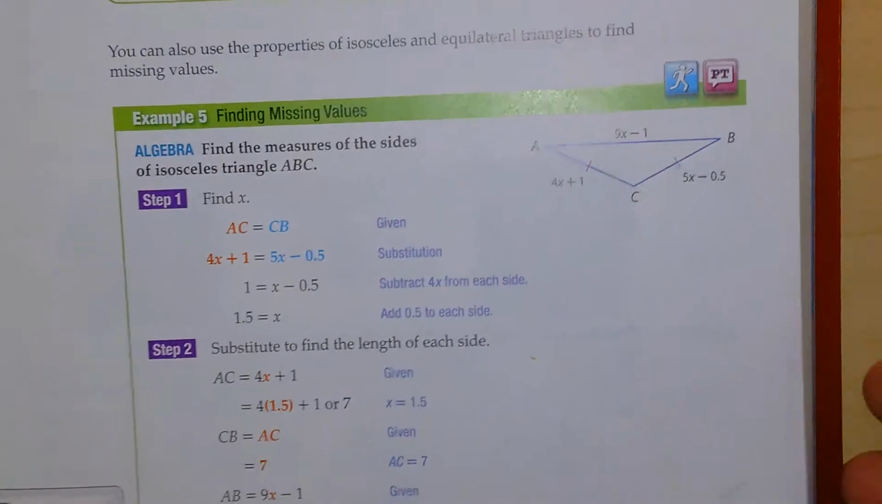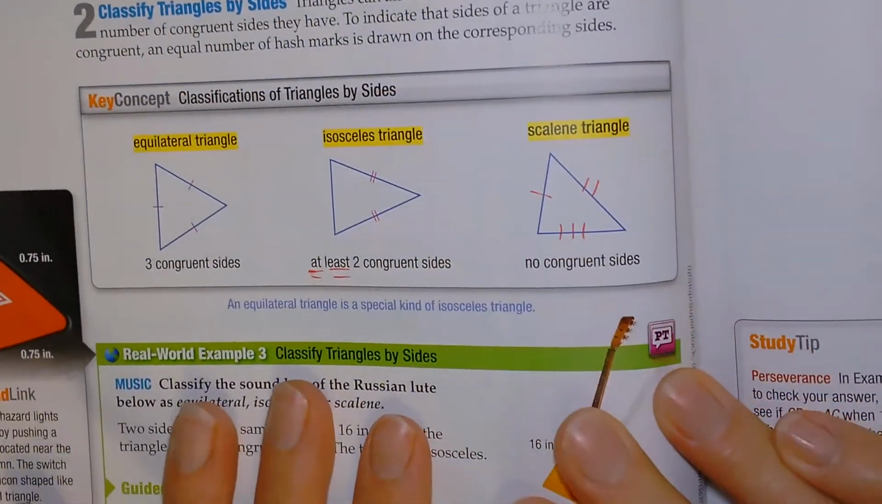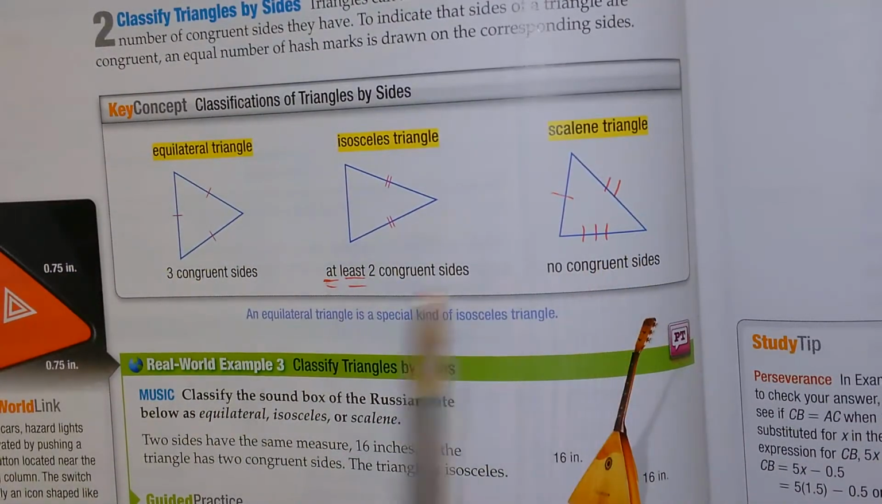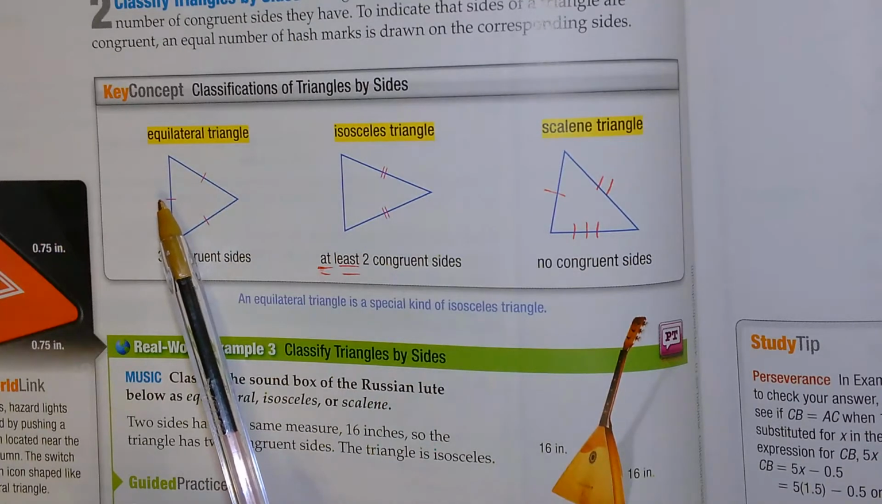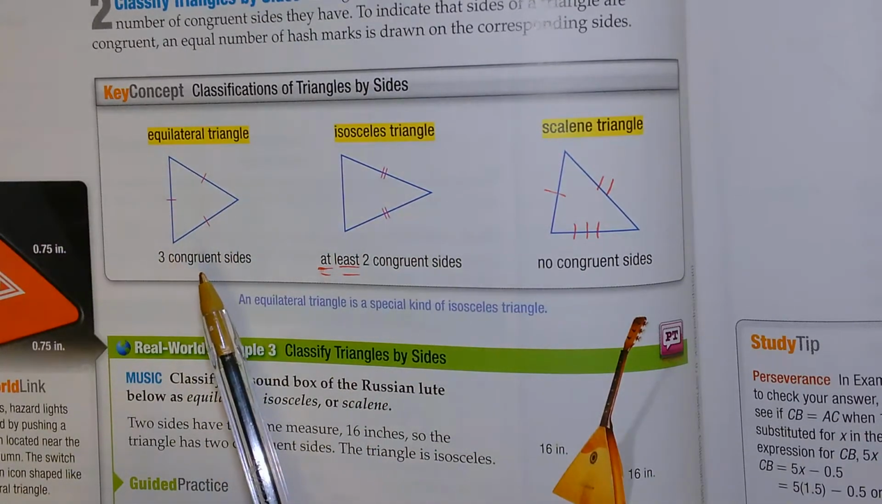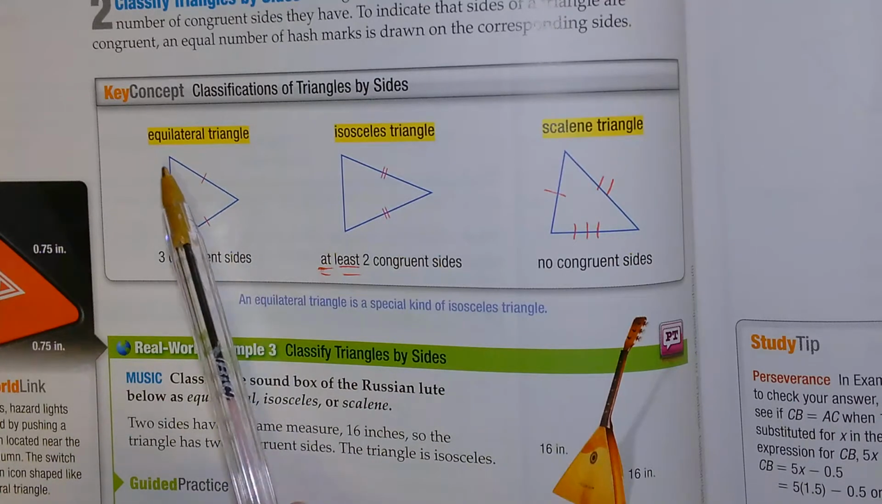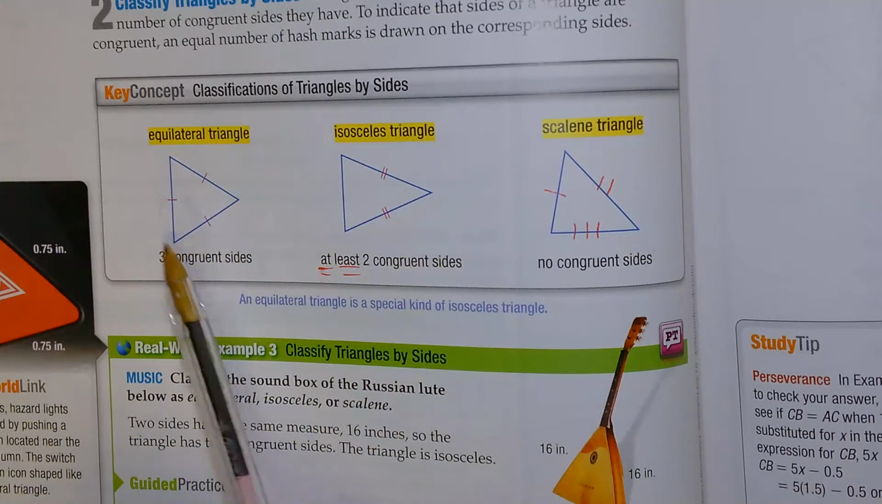Okay, the other way that you can classify triangles is by sides. This is on the next page, page 238. There are only three names for sides. So an equilateral triangle has three congruent sides. You might also know this already, but later in the chapter we'll talk about how an equilateral triangle also means that all three angles are equal. So it's also equiangular and they'll all be 60.